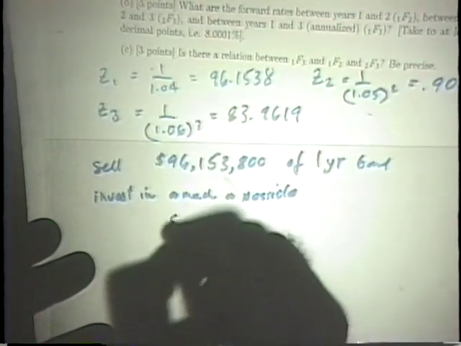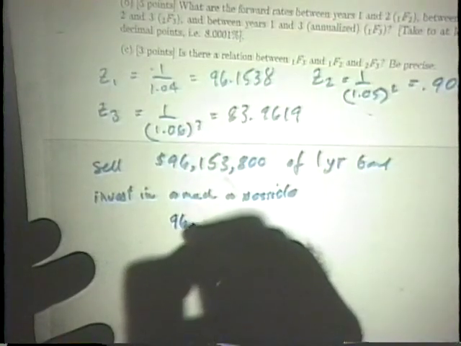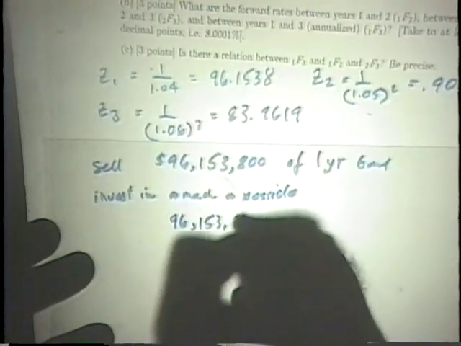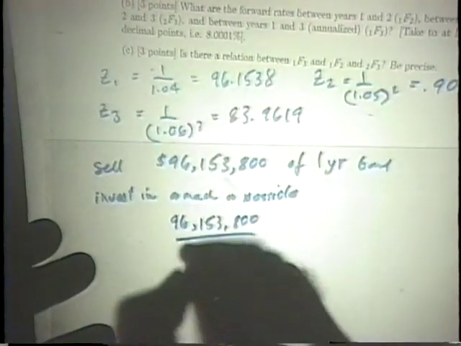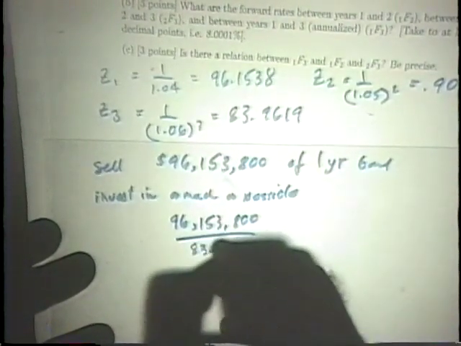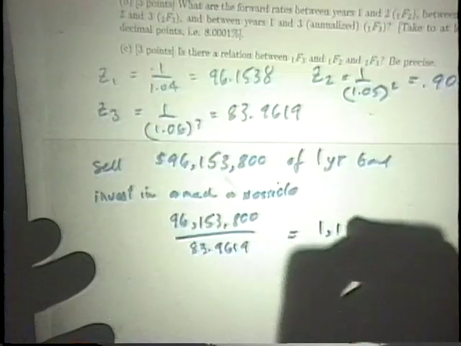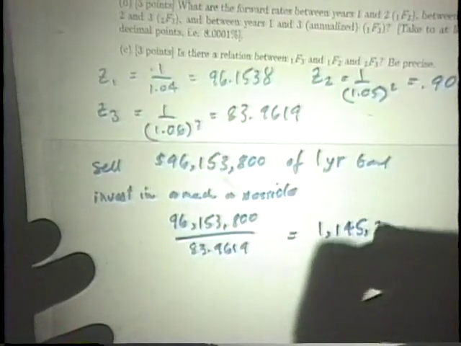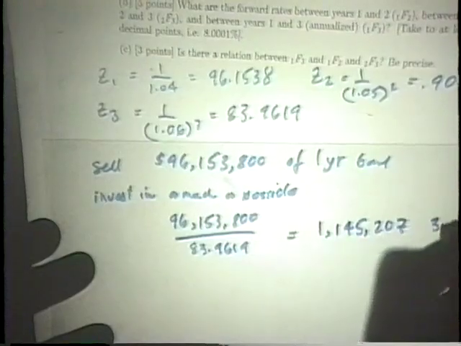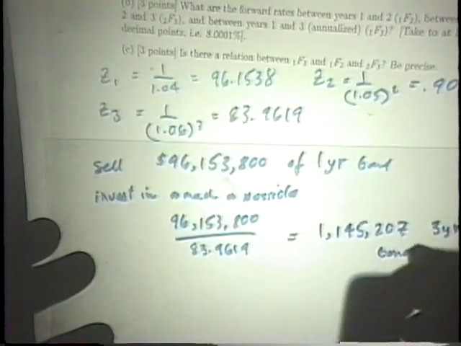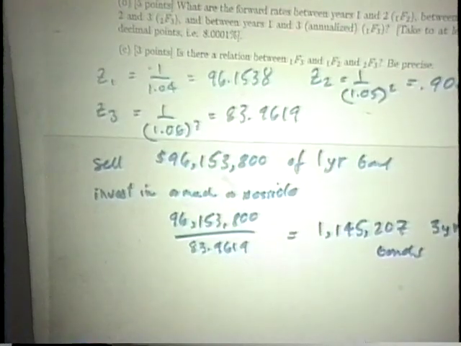So how many can we buy? Well, it's 96,153,800 divided by the price of the 3-year, which is 83.9619, and that equals 1,145,207 of the 3-year bonds.